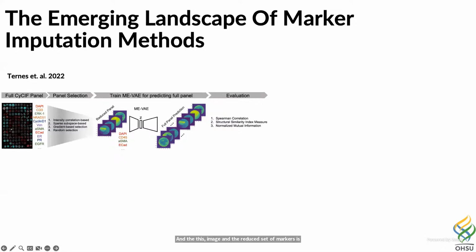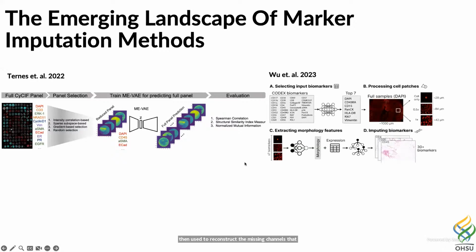and the reduced set of markers is then used to reconstruct the missing channels that correspond to the withheld markers. The next method was proposed by a group at Stanford, and that is a three-step process. First, a concrete autoencoder is trained to learn a representative subset of 7 markers. Then a multi-scale representation of each cell for each marker is fed into a ResNet to learn morphological features for each cell.